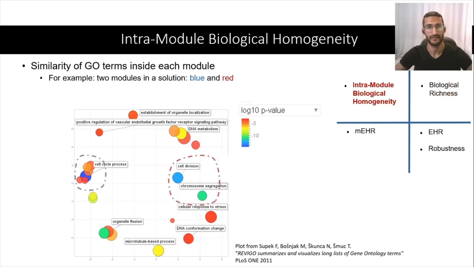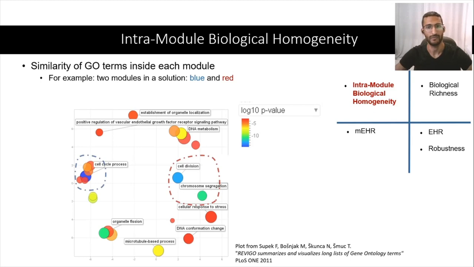Following next, there is the intra-module biological homogeneity criterion. Here, again, we use the semantic similarity metric, but in a complementary manner. In this criterion, we expect to see homogeneity of GO terms inside each module, since each module is supposed to represent a concise biological unit.